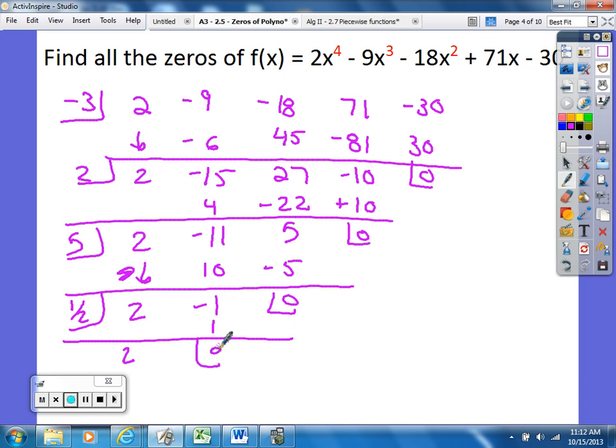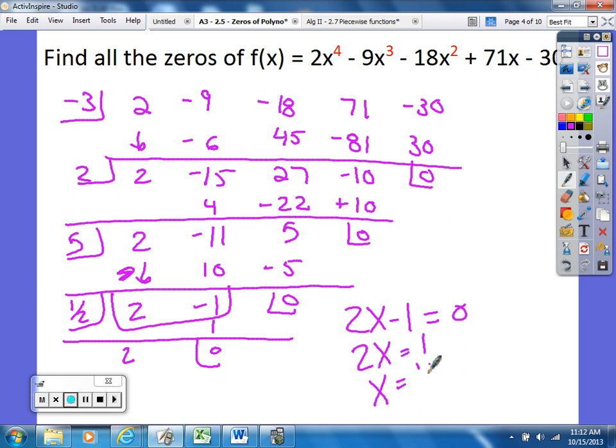Or, at this stage right here, I'm going to have 2x minus 1 equals 0. I'll add 1, divide by 2. Either way there would prove that. Whichever way makes you feel more comfortable, right? That make sense?